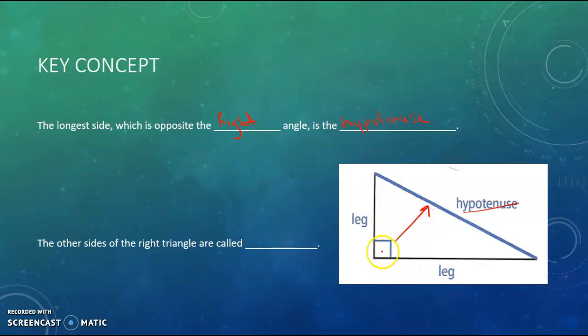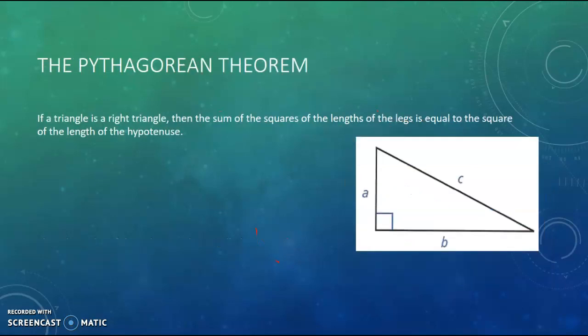When I'm trying to find the hypotenuse, I go to the right angle and just draw an arrow across. It just helps me figure out which side the hypotenuse is. The other sides of the right triangle are what we call legs, because they hold up the hypotenuse, like legs hold us up. And so why is this important? Well, it's important because there are things that we have to know for the Pythagorean Theorem.